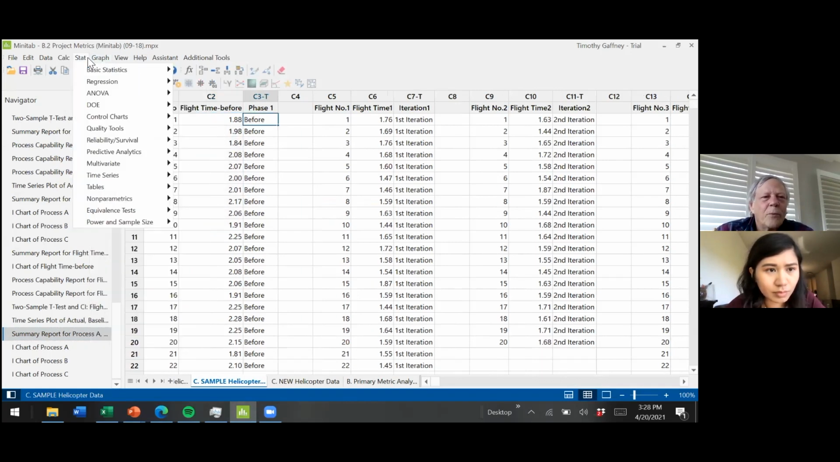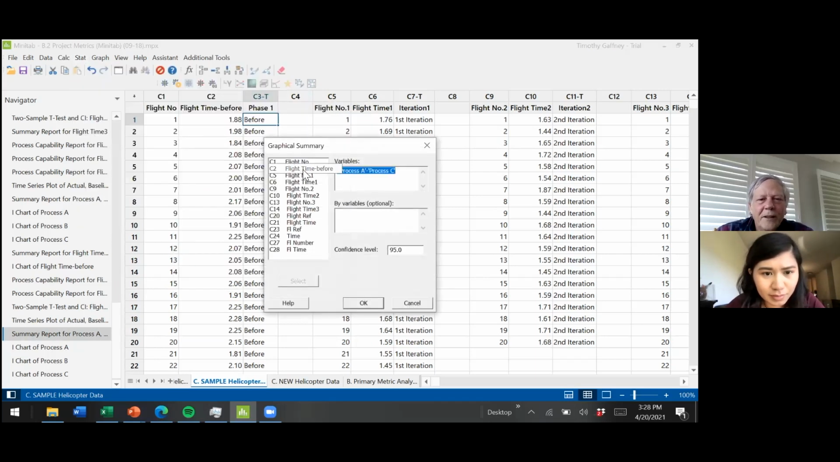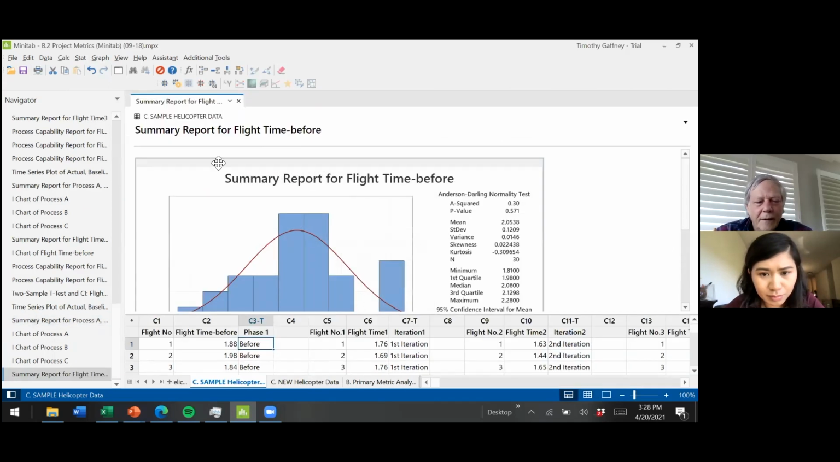So what's the first thing we do when we check a patient into the hospital? What do we run? The graphical summary. There you go. Bingo, bango, flight time before, load it up. Let's see what it looks like. Let's view our output.